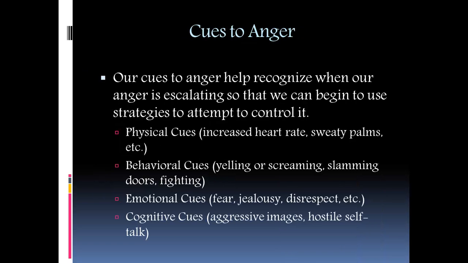Cues to anger. Our cues to anger help recognize when our anger is escalating so that we can begin to use strategies to attempt to control it. So remember, we have the physical cues like increased heart rate, sweaty palms, etc. Behavioral cues, yelling or screaming, slamming doors, fighting. The emotional cues, fear, jealousy, disrespect, etc. And then the cognitive cues, like having fantasies about our thoughts, aggressive images, hostile self-talk. So it's the fantasies about hurting people or ourselves. Sometimes you're destroying property.